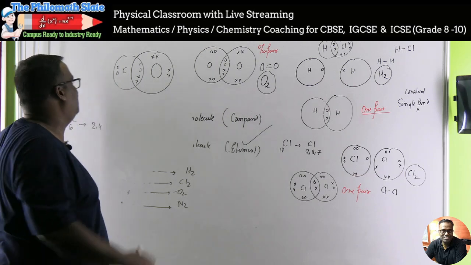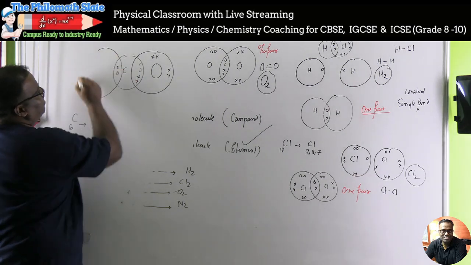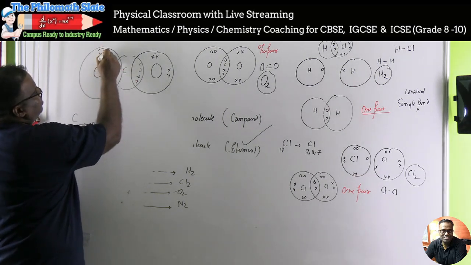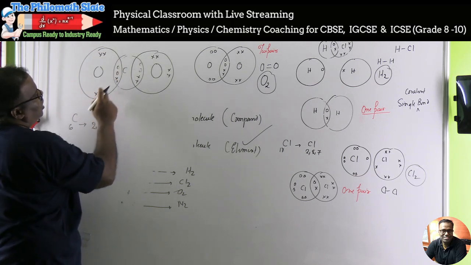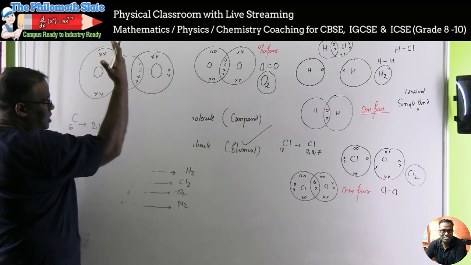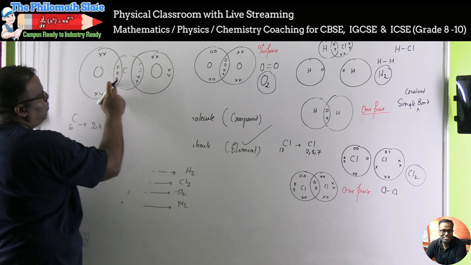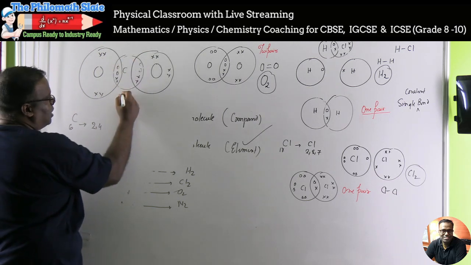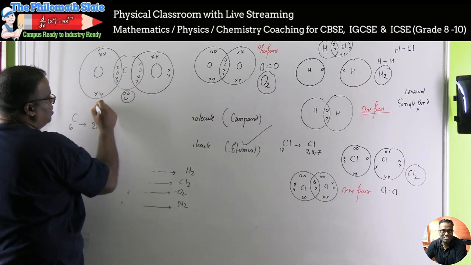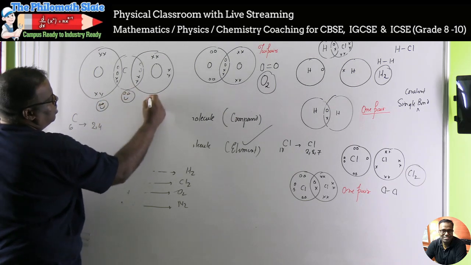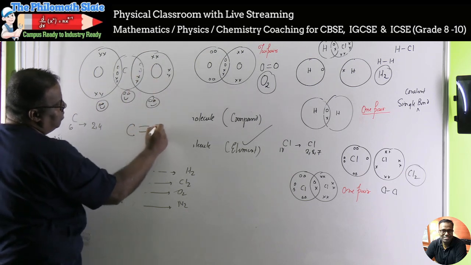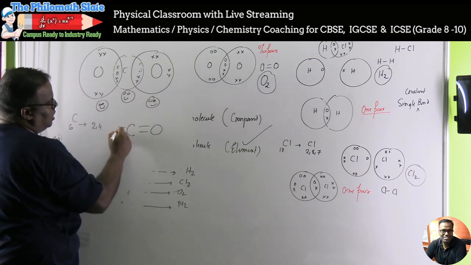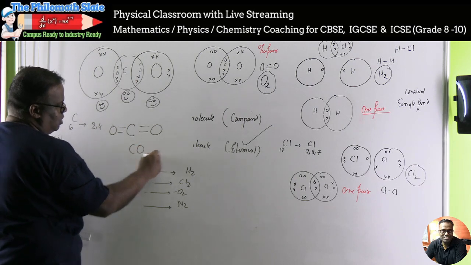I'm not happy. ले आओ एक और ऑक्सीजन यहाँ पे. 1 2 3 4 5 6. 1 2 3 4 5 6 7 8, 8. Carbon 1 2 3 4 5 6 7 8, 8. Carbon has got a smiley face. Oxygen has a smiley face. Oxygen has a smiley face. Carbon, 2 pairs are shared, double bond O. 2 pairs are shared, double bond O. This is what you know as CO2.